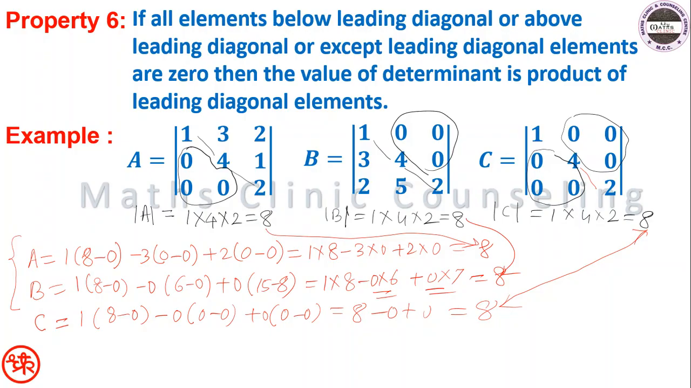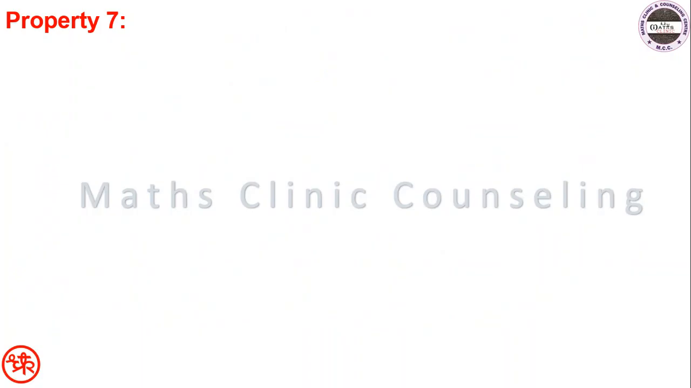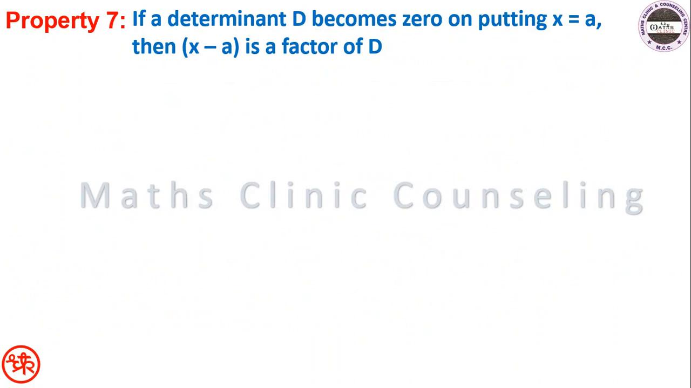So if all elements below the leading diagonal are 0, or if all elements above the leading diagonal are 0, or if all elements except the leading diagonal elements are 0, then the value of the determinant is the product of the leading diagonal elements. Now next, property 7. If a determinant D becomes 0 on putting x equal to a in D, then x minus a is a factor of D. Is that clear? So we can prove this.